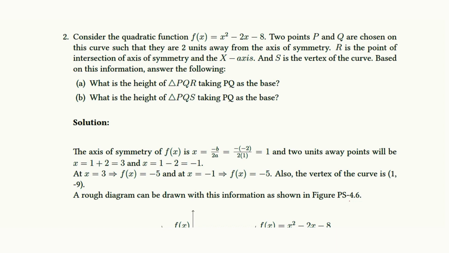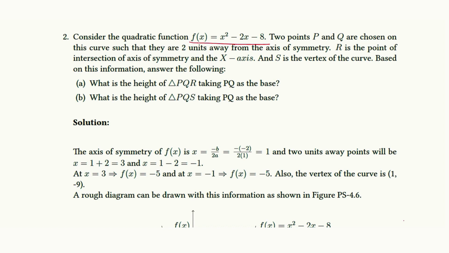Last question of this assignment. Consider the quadratic function f of x is equal to x square minus 2x minus 8. 2 points P and Q are chosen on this curve such that they are 2 units away from the axis of symmetry. R is the point of intersection of the axis of symmetry and the x-axis, and S is the vertex of the curve. Based on this information, answer the following. What is the height of triangle PQR taking PQ as the base? What is the height of triangle PQS taking PQ as the base?